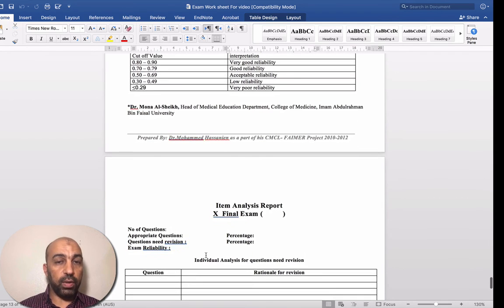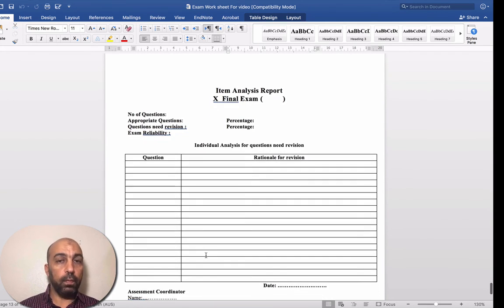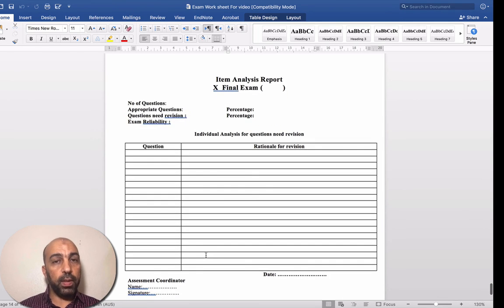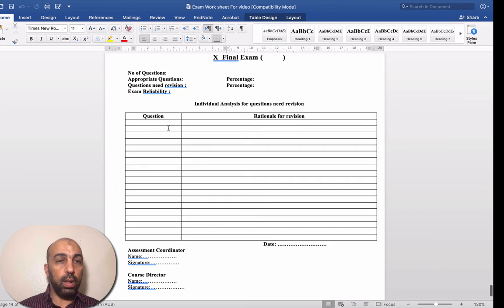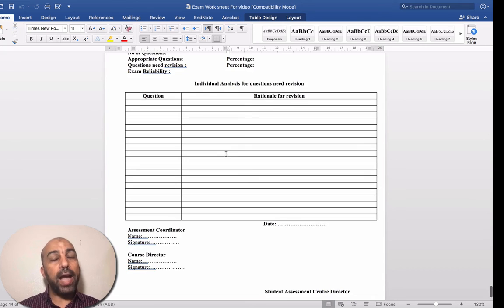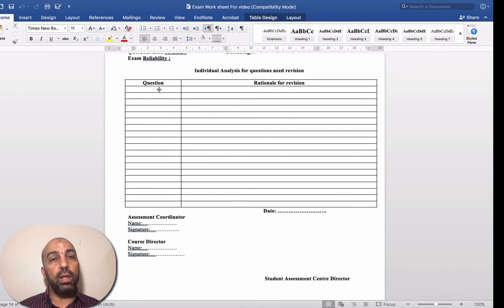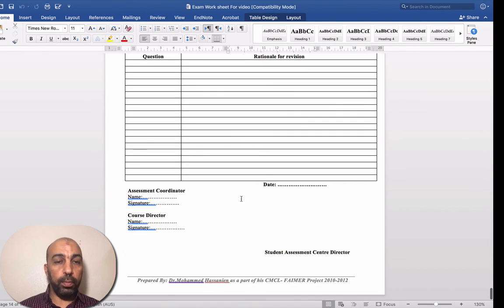After interpretation of the item analysis of the MCQ exam, you need to report this in the item analysis report. That includes the total number of questions, appropriate questions, questions which need revision, and exam reliability. For the questions that need revision, you find here the number of questions and why they need to be revised. And again, to make it official, this page should be signed by the assessment coordinator, course director, and the assessment center, or the assessment unit, or medical education, or quality and accreditation unit.